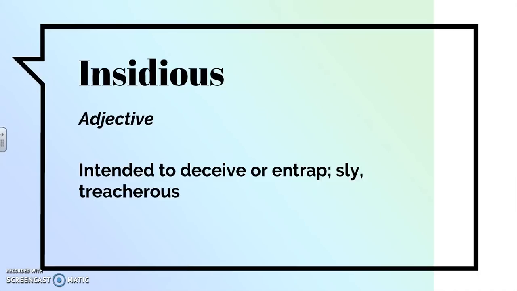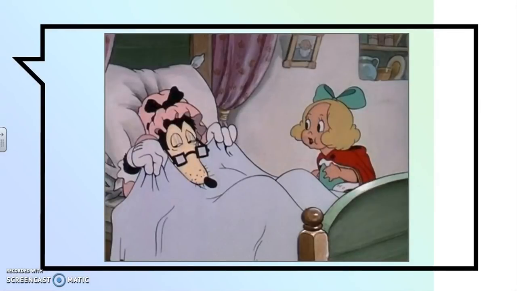The next word, insidious. Insidious is an adjective. It means intended to deceive or entrap, sly or treacherous. You may know the movie Insidious, so if you've seen the movie, you know why they may have called it that. An example of someone who was insidious is the big bad wolf in Little Red Riding Hood.